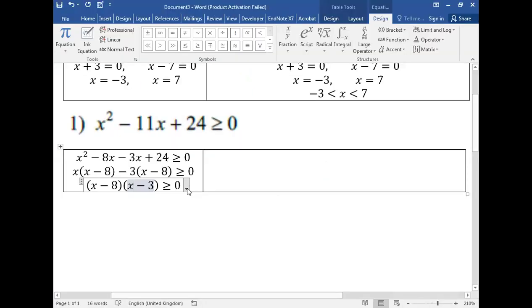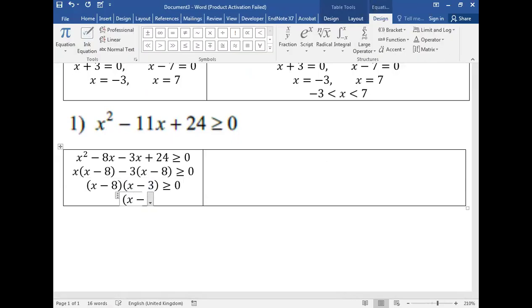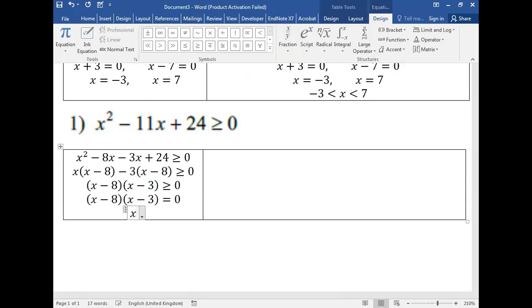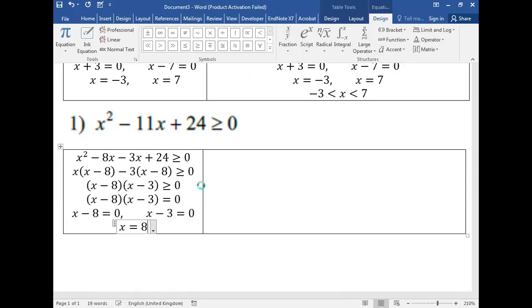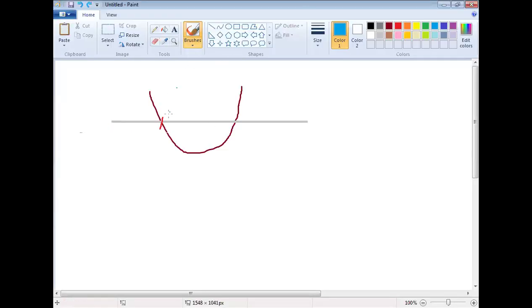Now, what will be the critical points? Equal to 0 कहाँ होता है? X minus 8 is 0. Yeah, x minus 3 is 0. So the value of x is 8 and 3. Can you tell me how do I label 8 and 3?